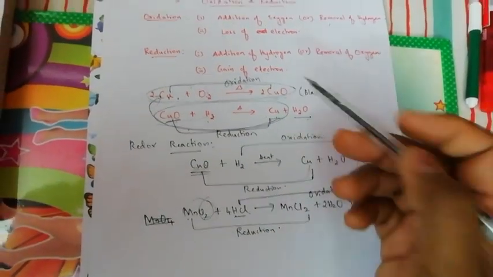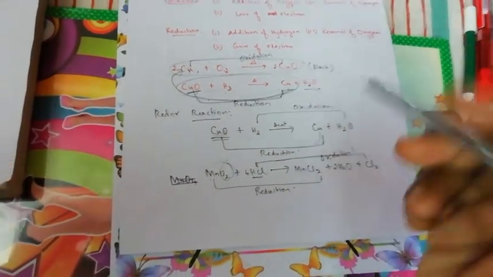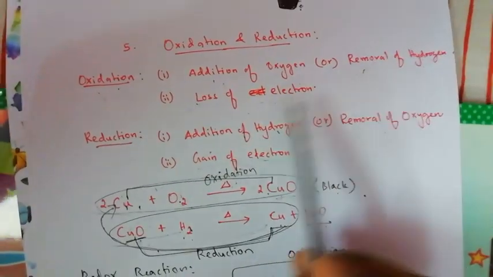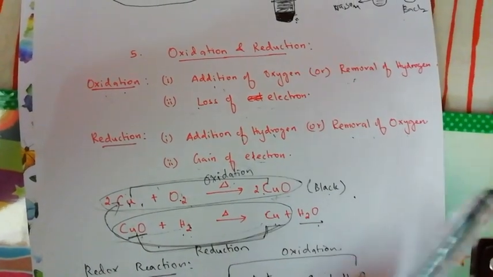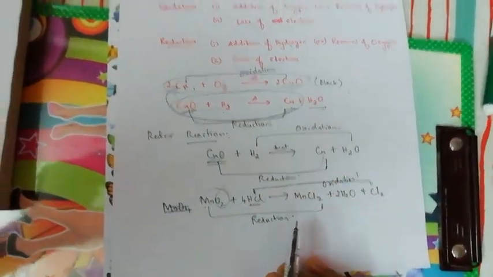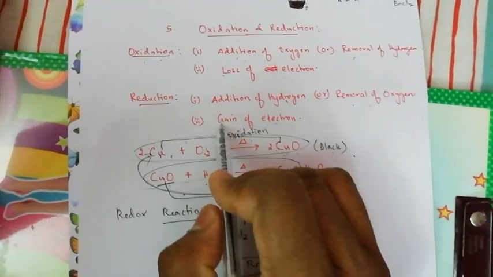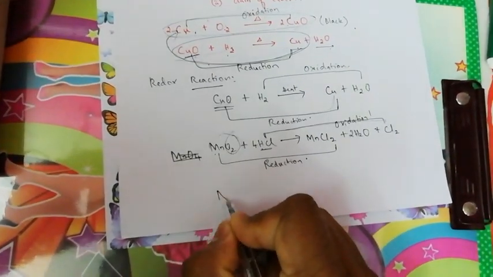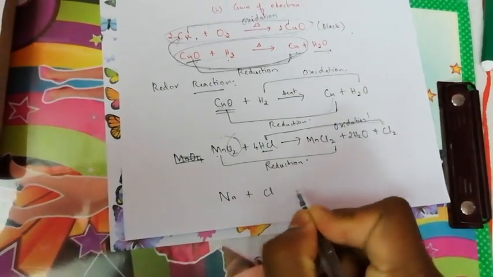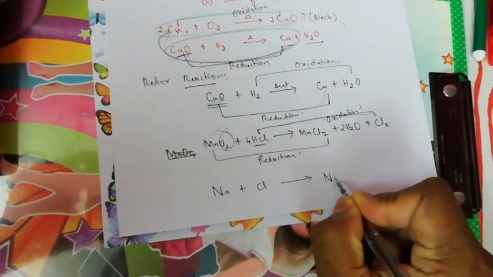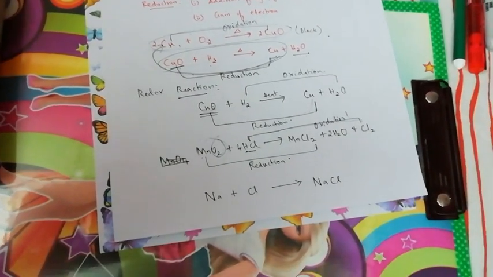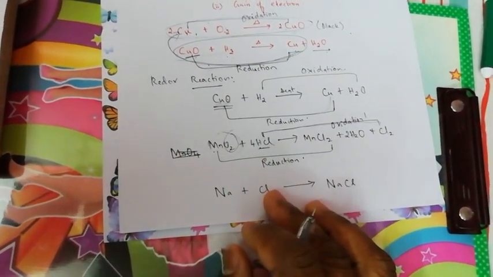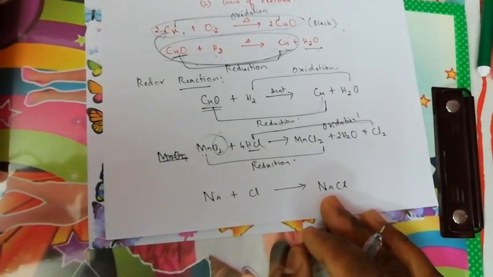Understood all of you? What is oxidation and reduction? I'll give one more example. So we learned what is addition of oxygen, removal of hydrogen, addition of hydrogen, removal of oxygen. Let's learn how this loss of electron or gain of electron takes place. Let's take an example of sodium combined with chlorine to give sodium chloride. You know how this sodium and chlorine combine to form sodium chloride?